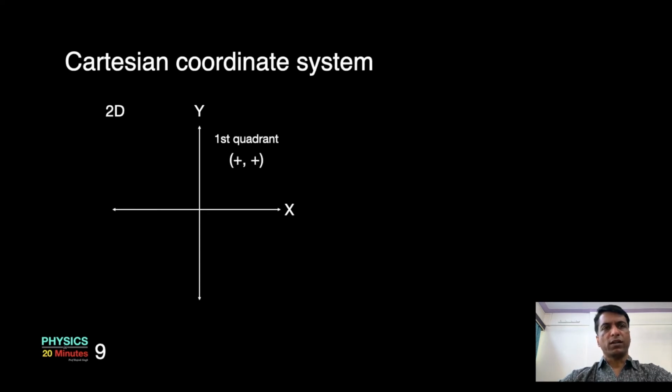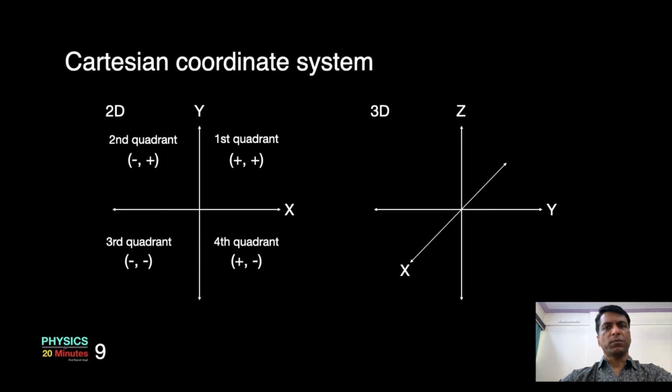It has four quadrants. In the first quadrant, both x and y values are positive, so it's a plus quadrant. In the second quadrant, x values are negative but y values are positive. In the third quadrant, both are negative, and in the fourth quadrant, x is positive and y is negative. In three dimensions, the Cartesian coordinate system has one more axis, the z-axis, and it maps a three-dimensional space. We will look into it a little later.